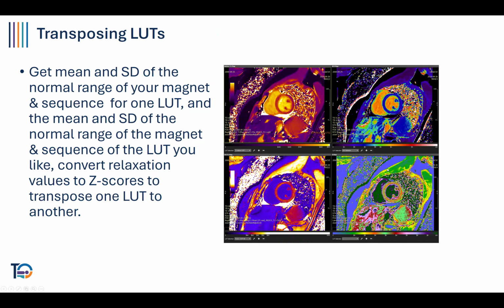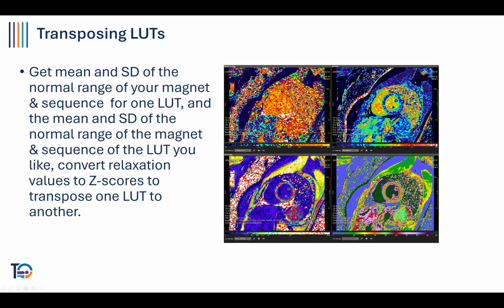If you want to transpose your lookup tables like we did, for example, taking the Martin Ugander lookup table and then moving it to 3T, you need to get the mean and standard deviation of the normal range of your magnet and sequence for one lookup table, and then the mean and standard deviation of the normal range of the magnet and sequence of the lookup table you'd like. And convert relaxation values to z-scores on both of these and transpose one lookup table to the other, and you'll get this.